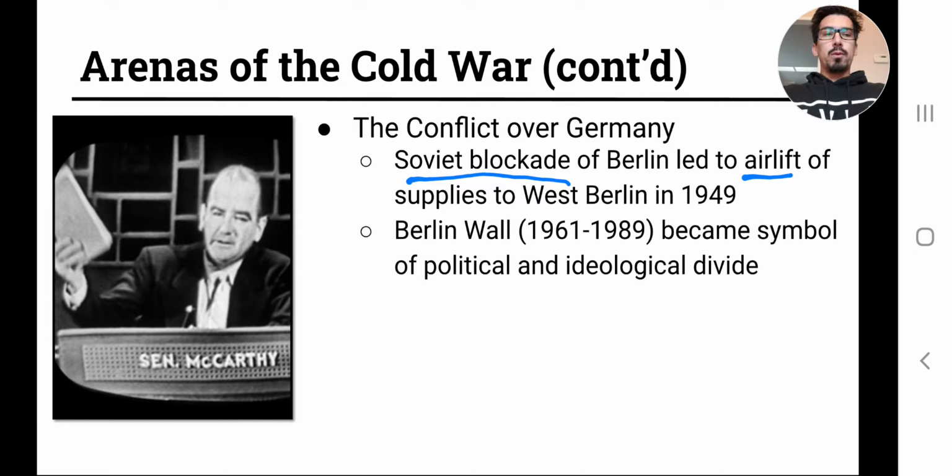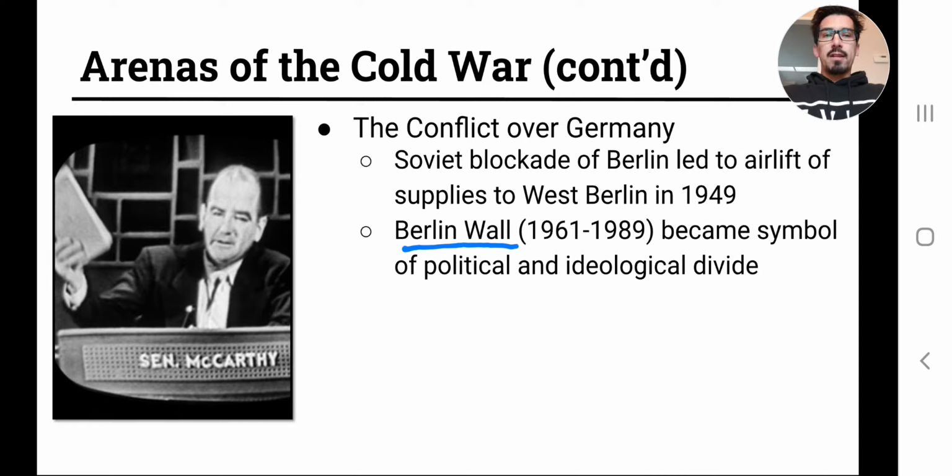It was just a really cool event where for about 11 months or so, the U.S. and the British flew supplies into West Berlin because it had been completely cut off from the rest of the world by the Soviets, eventually forcing Stalin to lift the blockade. And then you have the creation of the Berlin Wall starting in 1961.